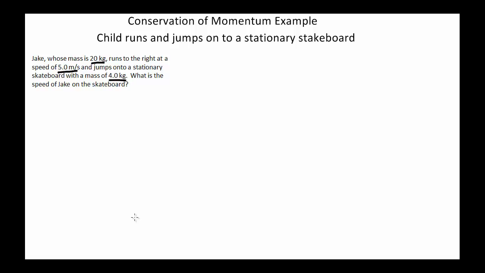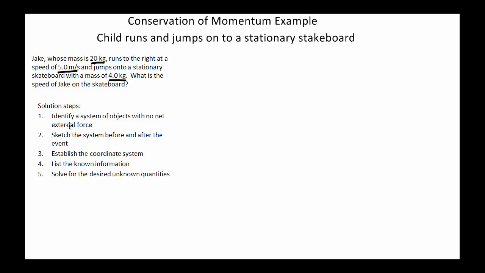As discussed before, we will use physics recipes or solution steps that are common for certain types of problems. For conservation of momentum problems, our first step is to identify a system of objects with no net external force acting on it, because that's when momentum is conserved. Jake applies a force on the skateboard as he jumps on it, and the skateboard, according to Newton's third law, applies a force back on Jake. But if we define our system as Jake plus the skateboard, then there is no net external force acting on our system. And so we can use conservation of momentum.